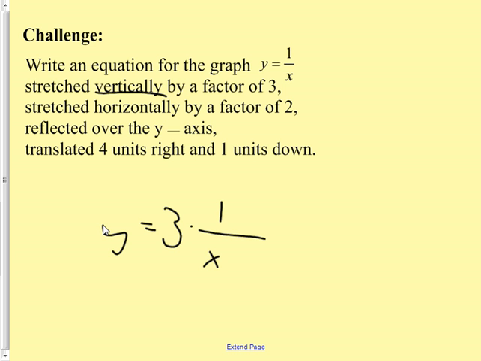Now, stretched horizontally by a factor of 2. Where should that 2 go? It should go on the inside. Where on the inside? Just wait. Where on the inside? Right by the x. That's close to right, but it's not right. What's wrong with that 2? Yes, sir? Why does it have to be a half?